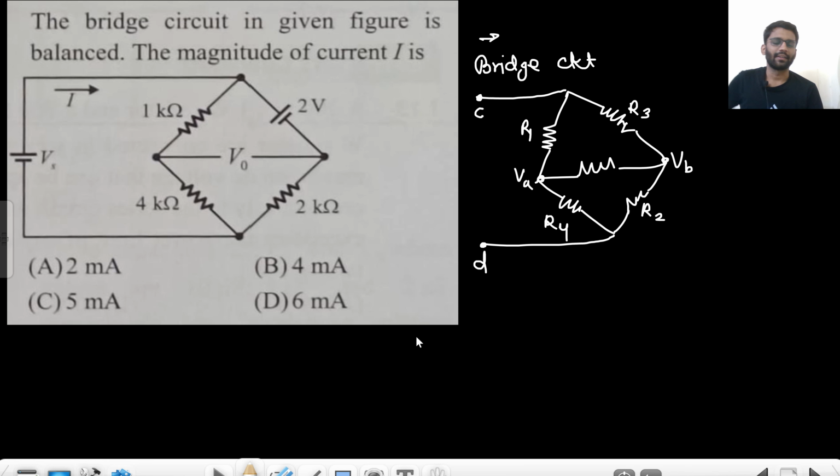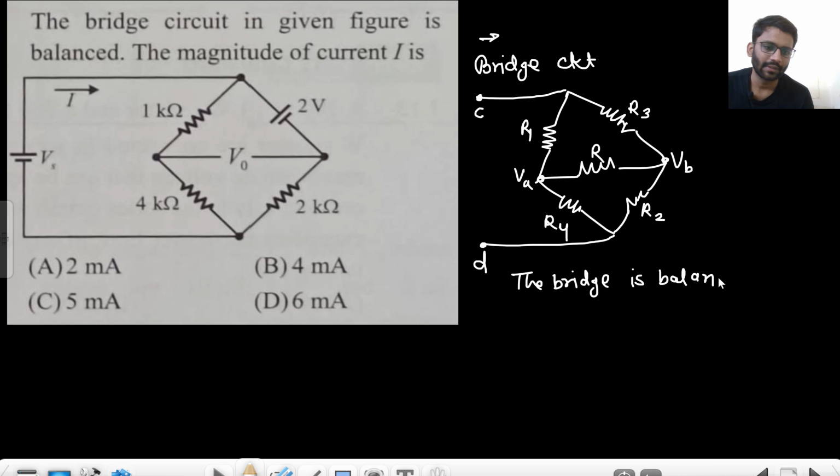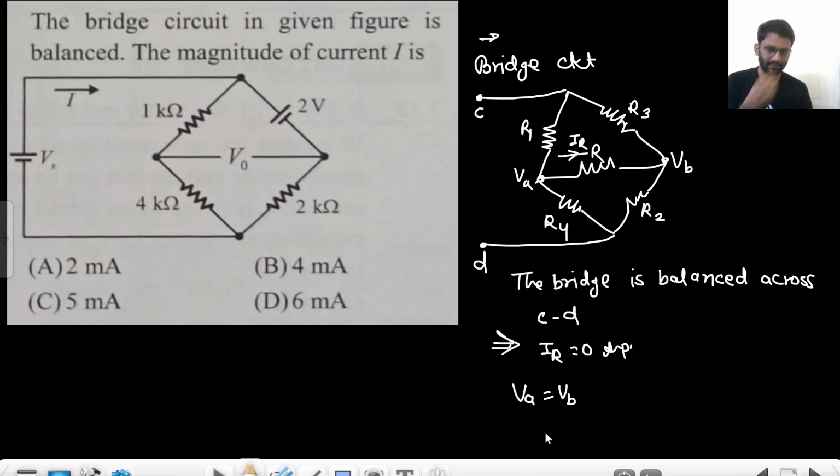Okay, this is the bridge circuit. Now, if I say the bridge is balanced across CD, what does that mean? The current in this resistor, the IR, is 0 ampere, right? That means your VA is equal to VB.